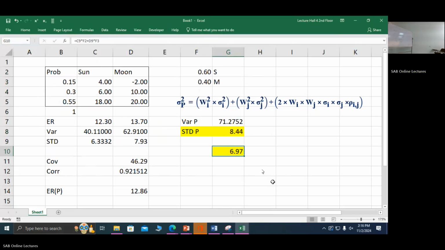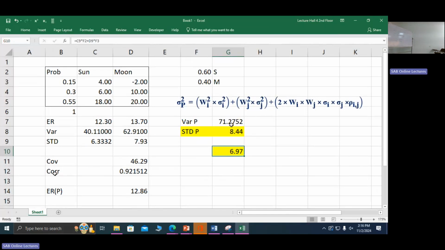6.97. Right? Make Excel make, you might not get this issue. That was the mistake. Right? Okay. So these are the answers. So then portfolio variance is 71. Portfolio standard deviation 8.4. Then what can you say about the diversification effect?